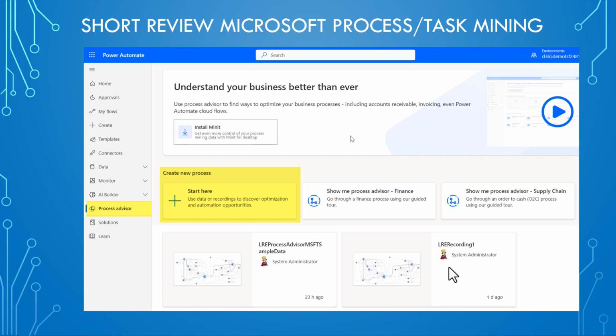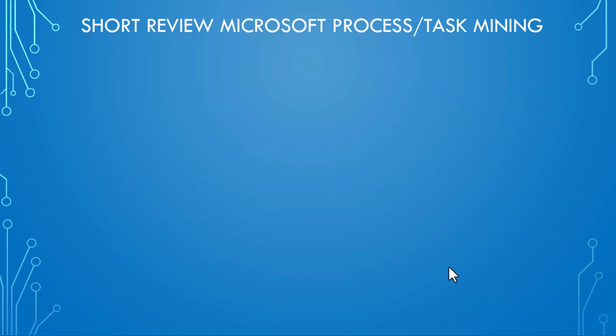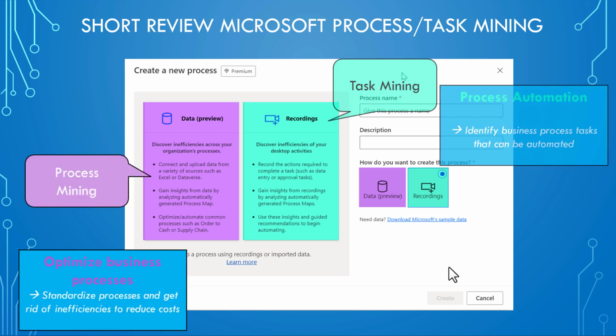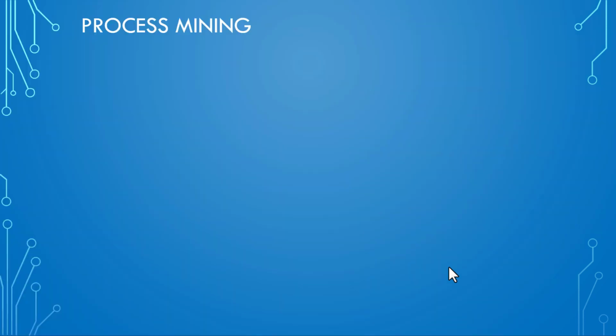And we started here in the Process Advisor and Power Automate. And again, here's the differentiation between process mining on the left side, that's the focus of today, and task mining on the right side, where we make recordings to identify possibilities to automate things. That was the focus the last time. Okay, so today we focus on process mining.